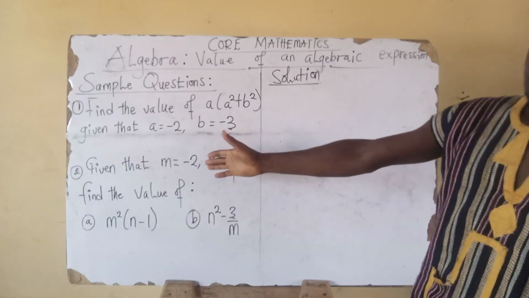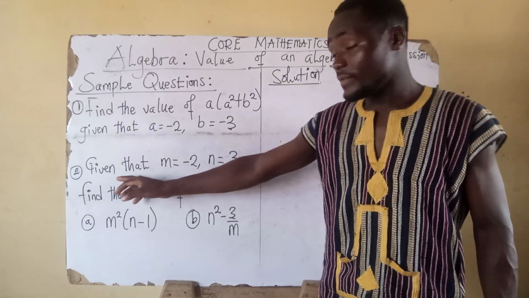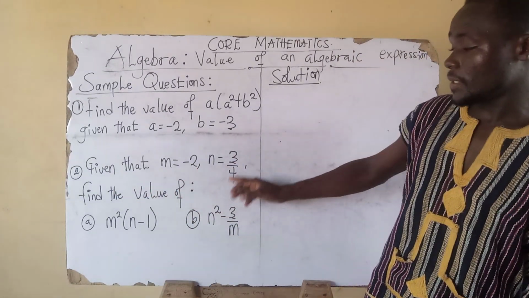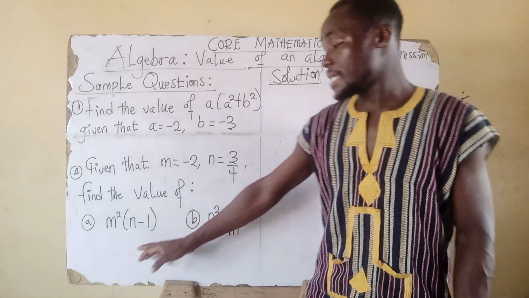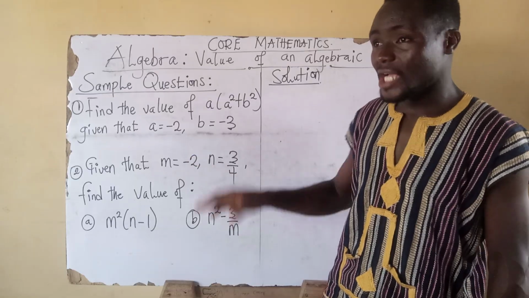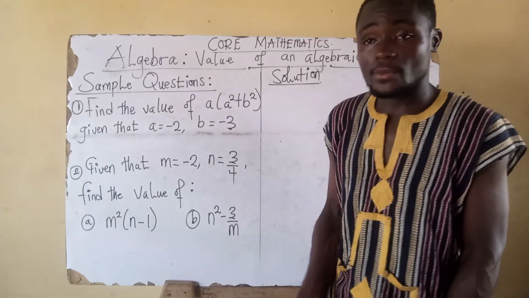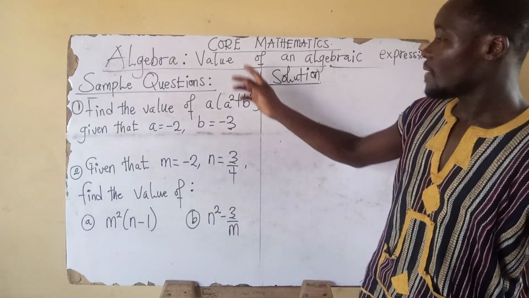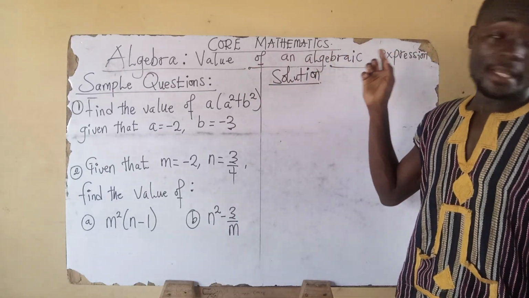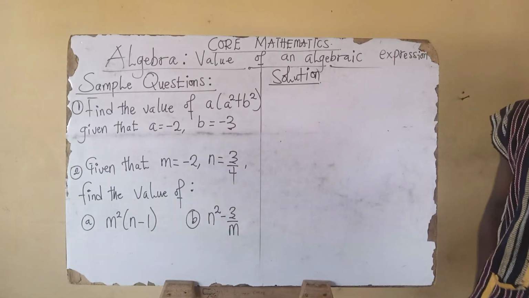So looking at question number 2, as I was saying, the question was given that m equals negative 2, n equals 3 out of 4, find the value of a, the value of this. There's one particular question, but you've been asked to find the value of only this, and then the value of this one also. Remember, we are tackling how to find the value of what? An algebraic expression. So keep in mind. Very good. So let's continue.